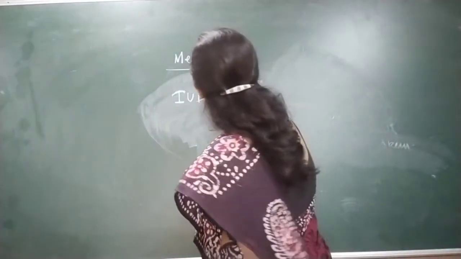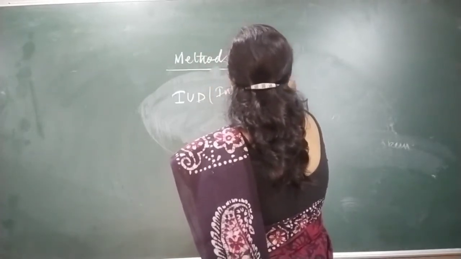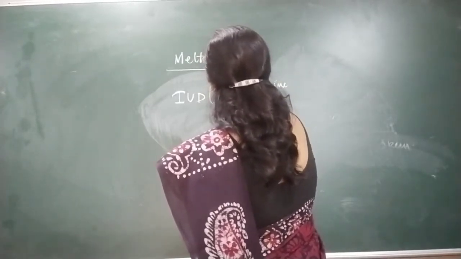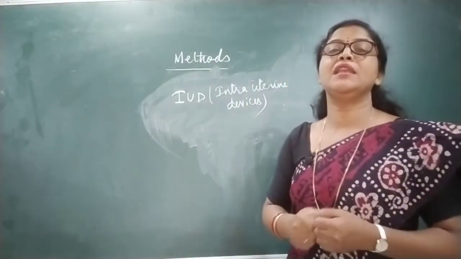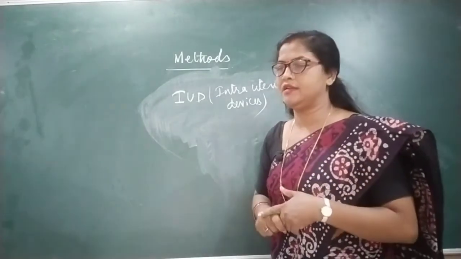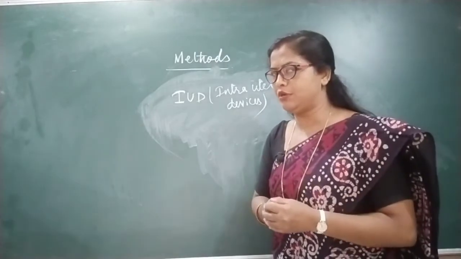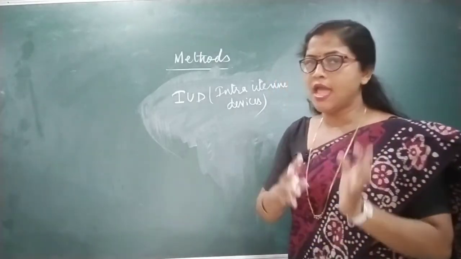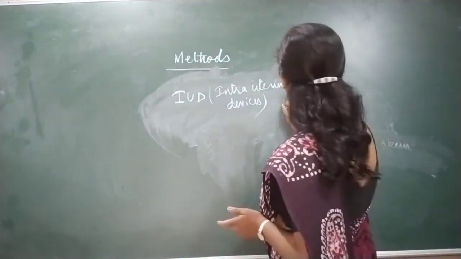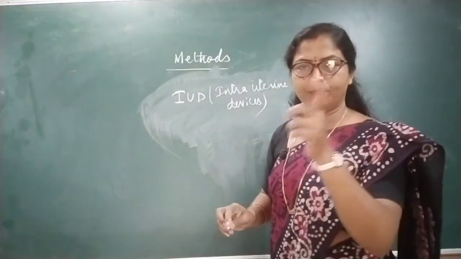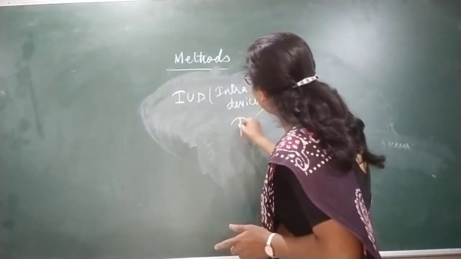What does it mean? It means intrauterine devices. What are these? These intrauterine devices are mainly metallic. They are of different types, but mainly I am going to make you understand as per your standard, as per your class 10. They are made up of copper. You must have heard about copper T. The shape of copper T is like a bow and arrow. Have you seen? No? Just like T.